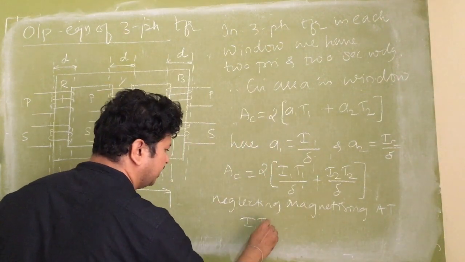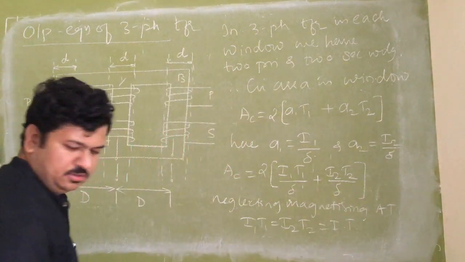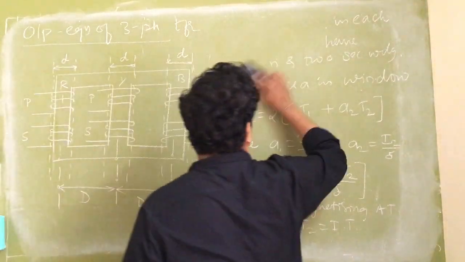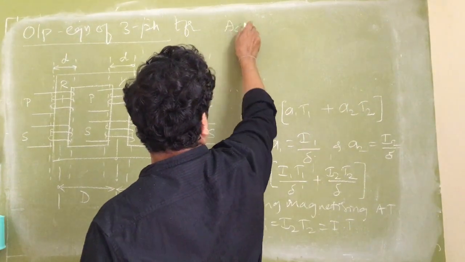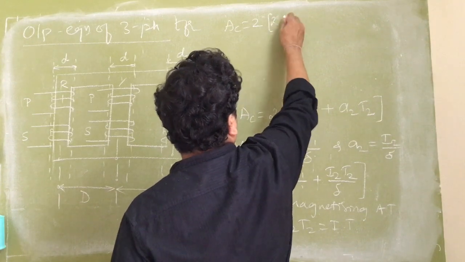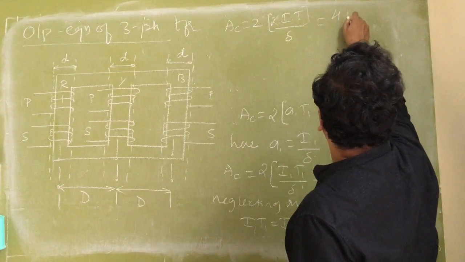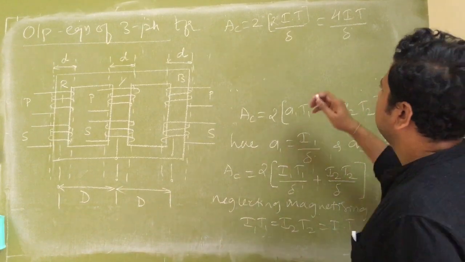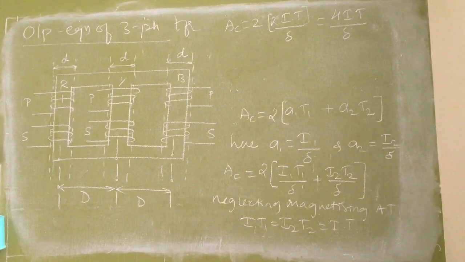I1 T1 is equal to I2 T2, which is equal to I into T. So that will be AC is equal to 2 into IT divided by delta, or 4 IT divided by delta. AC is equal to 4 into IT divided by delta.